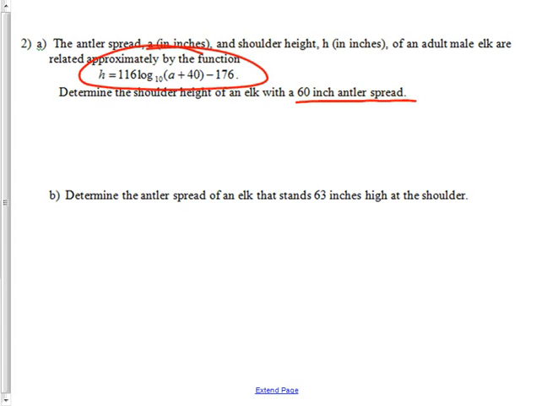So where does a 60-inch antler spread go? Probably the A. Feels like it'd be the A, but I can check up here. Antler spread A in inches. Okay, so then I just have to stick it right there. And then the other thing I'm going to figure out is H. So once I stick in the 60, I have 60 plus 40 is 100. And then I have a little log problem, log base 10 of 100. All right, and that should be an easy one for you. It comes out to 2.